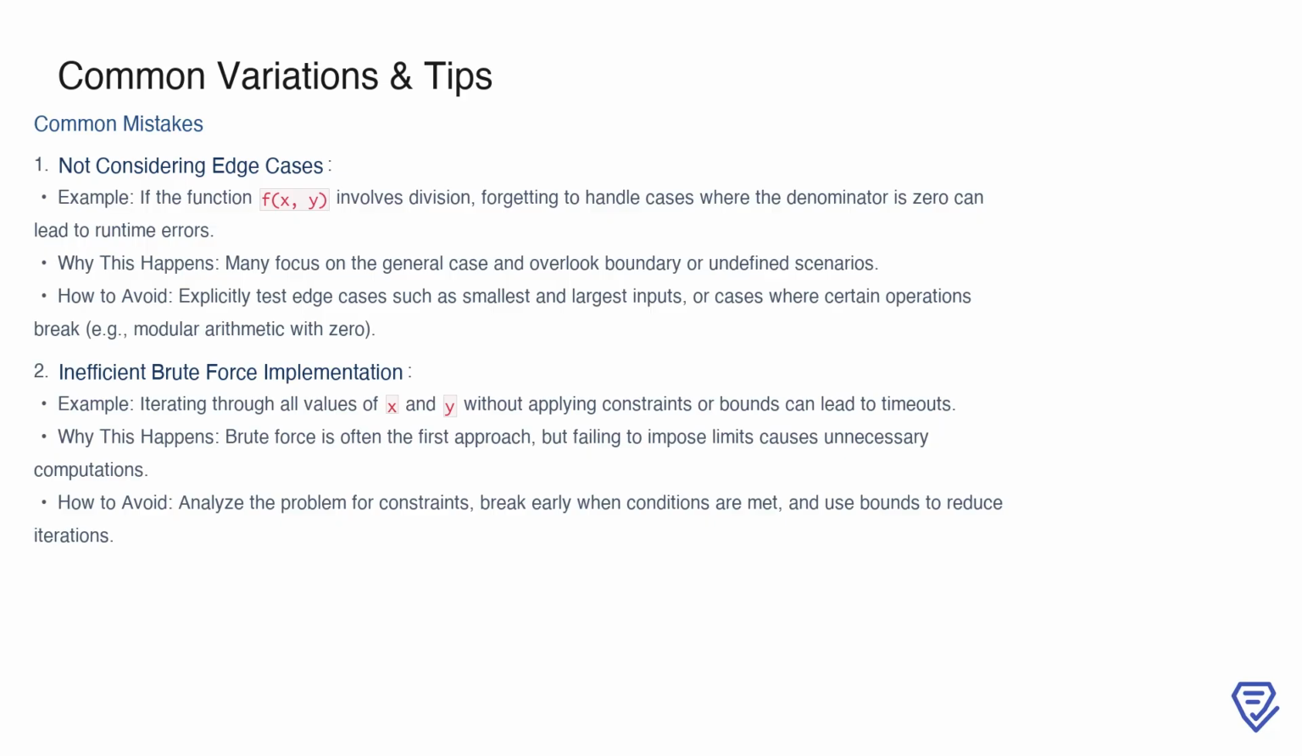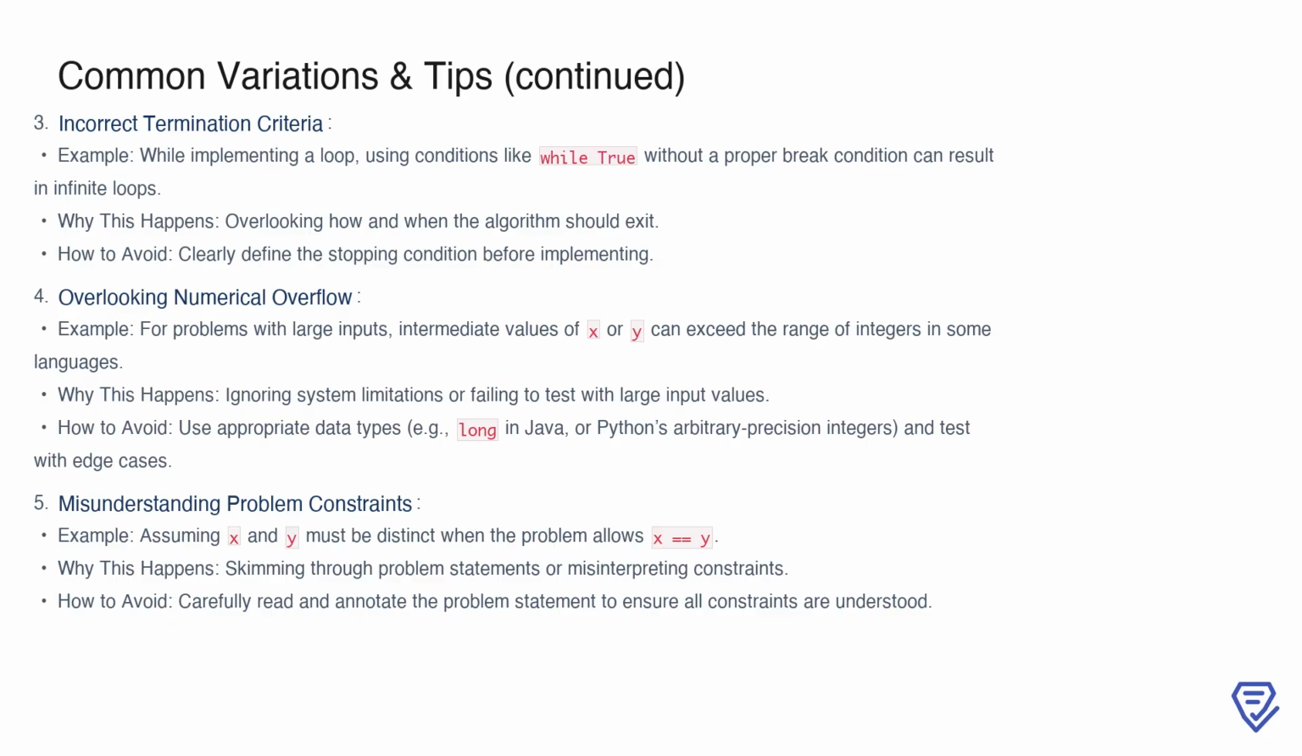The solution here is to analyze the problem constraints, impose logical bounds, and break out of loops early when conditions are met. Another pitfall is using incorrect termination criteria. For example, implementing a loop with a condition like while true but failing to include a proper break condition can result in infinite loops. This often happens when the stopping condition of the algorithm hasn't been clearly defined up front. To prevent this, always determine how your loop should terminate before you start coding.